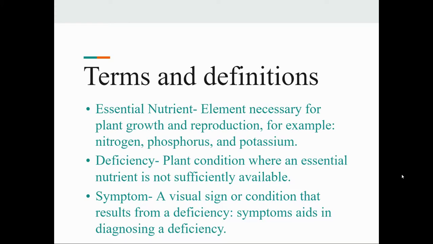Number one is essential nutrients, and we've already kind of talked about it, and we've hit on some essential nutrients before, but these are elements that are necessary for plant growth and reproduction. Some examples of these are nitrogen, phosphorus, and potassium.